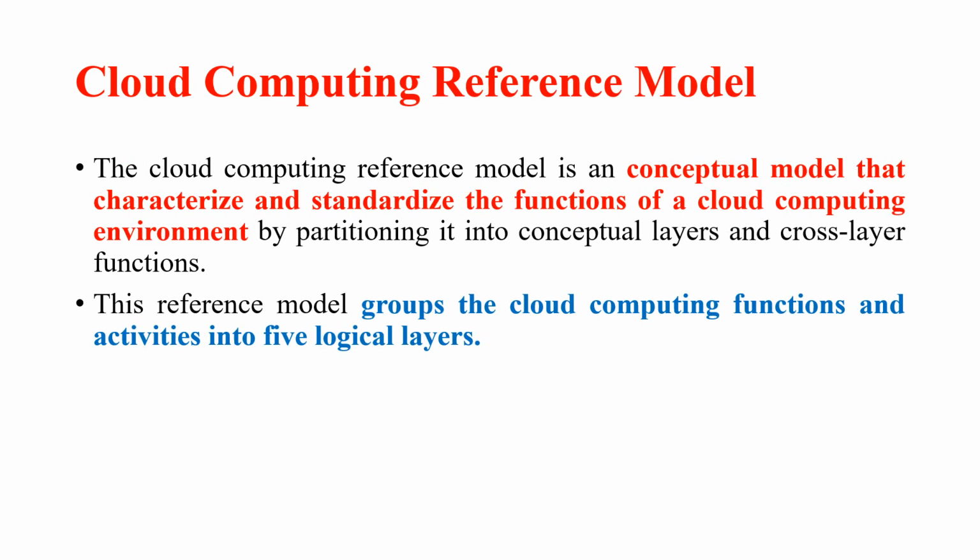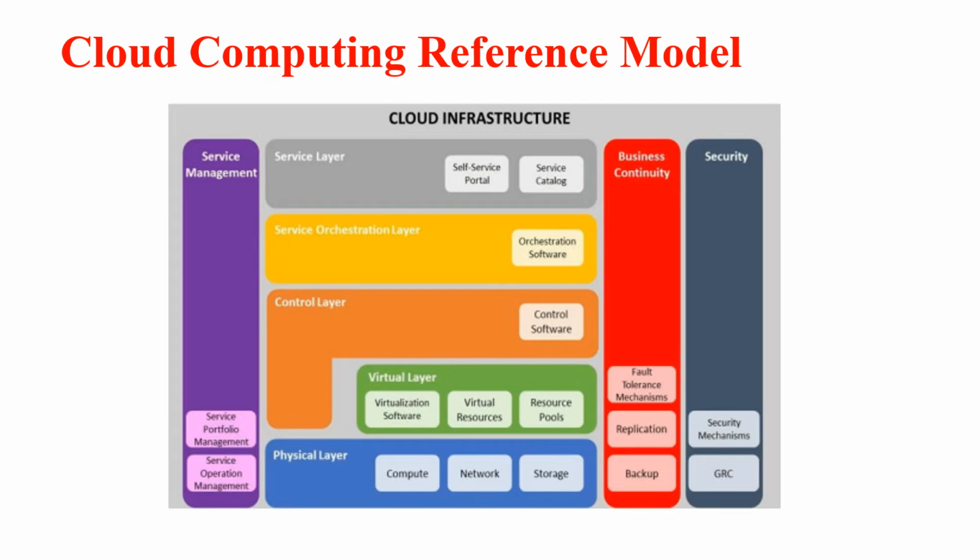The cloud computing reference model groups the cloud computing functions and activities into 5 logical layers. The 5 logical layers are the physical layer, virtual layer, control layer, service orchestration layer, and service layer. On the left and right side there are service management, business continuity, and security. These 3 are called the cross-layer functions of the cloud computing reference model.